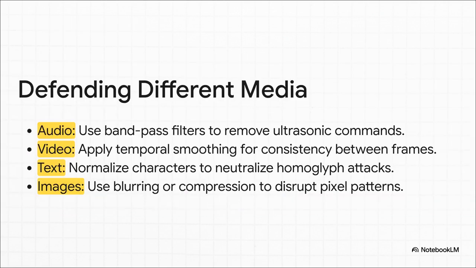And just like the attacks are different for different media, the defenses have to be too. Each type of data needs its own specialized shield. For audio, that might mean using filters to cut out those ultrasonic frequencies. For video, you apply smoothing to make sure one frame isn't wildly different from the next. It's all about neutralizing these attacks before they can ever get to the AI's core logic.